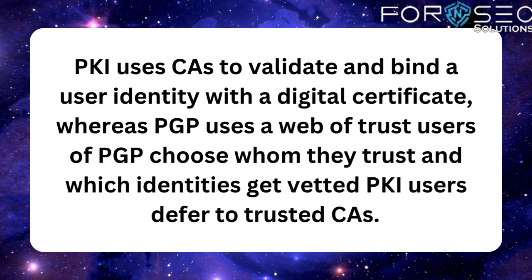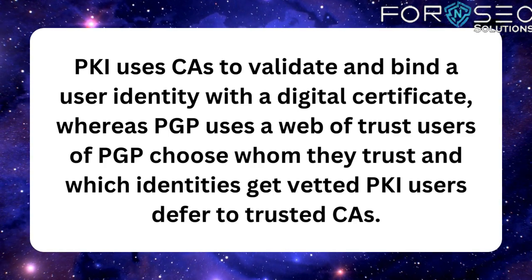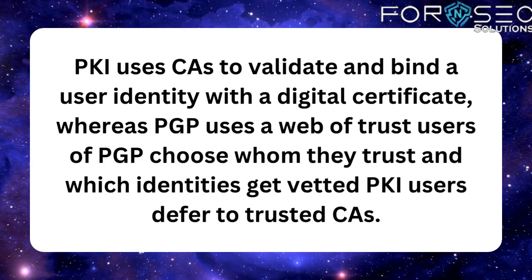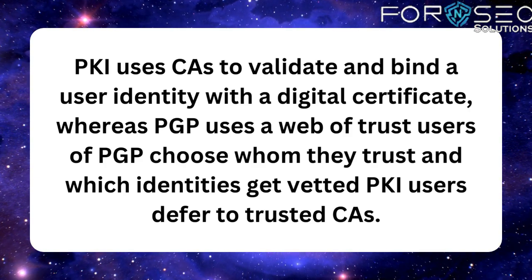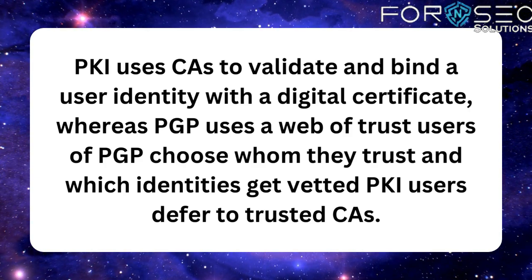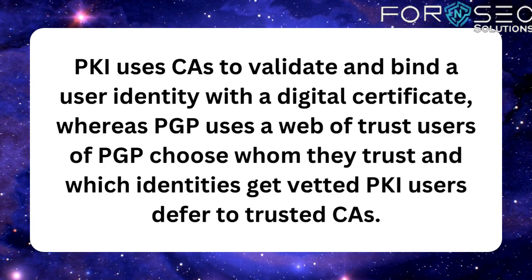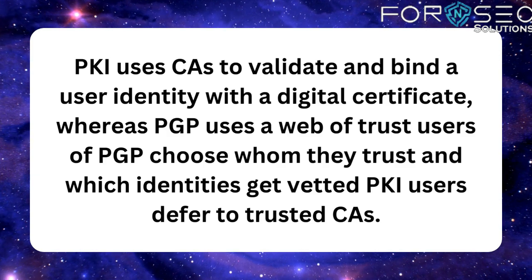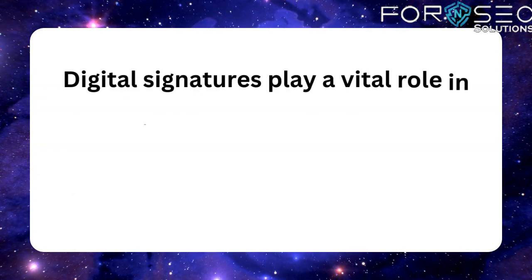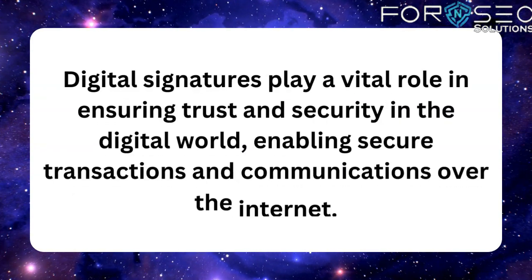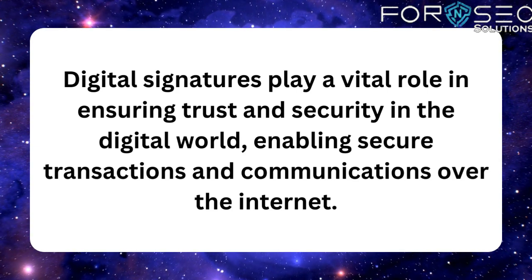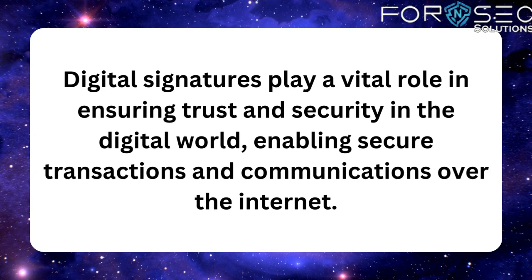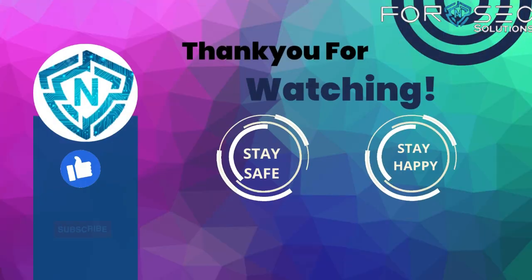PKI uses CAs to validate and bind a user identity with a digital certificate, whereas PGP uses a web of trust. Users of PGP choose whom they trust and which identities get vetted. PKI users defer to trust CAs. Digital signatures play a vital role in ensuring trust and security in the digital world, enabling secure transactions and communication over the internet.